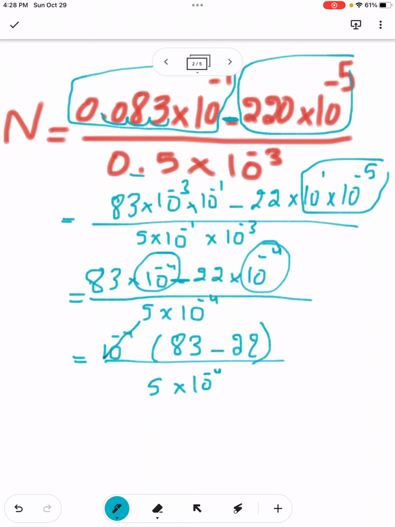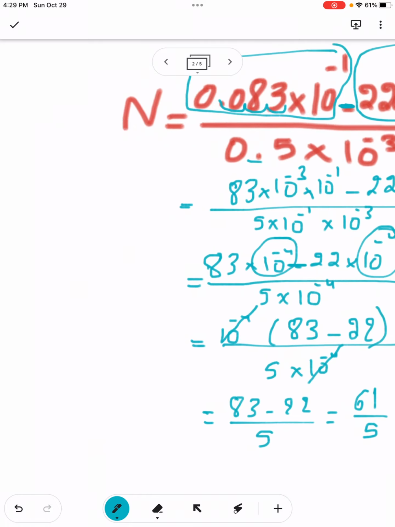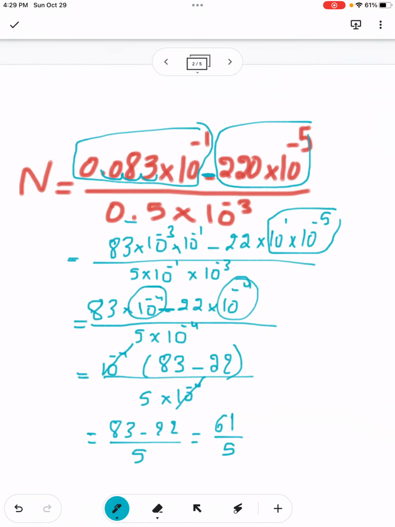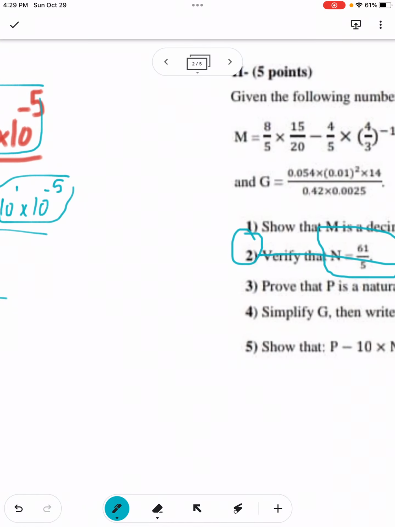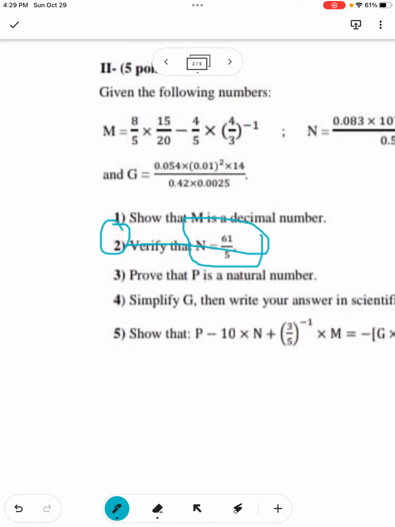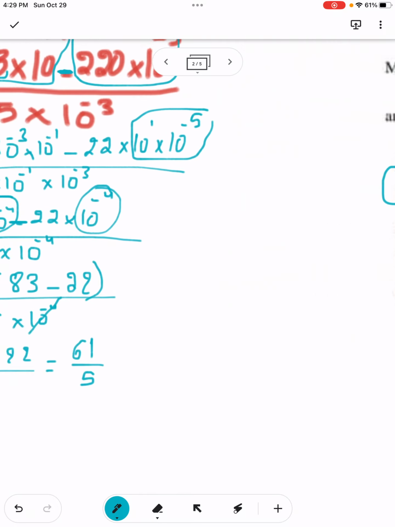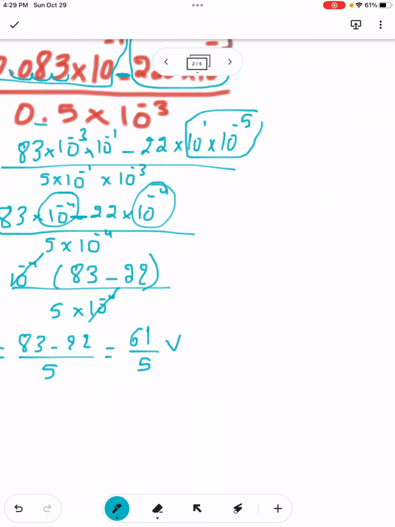Now I can simplify it. So 83 minus 22 over 5, it's 83 minus 22, 61 over 5. Is it the same as they asked? The question is, verify that N equals 61 over 5. Since my answer is correct, I have to write it's verified.